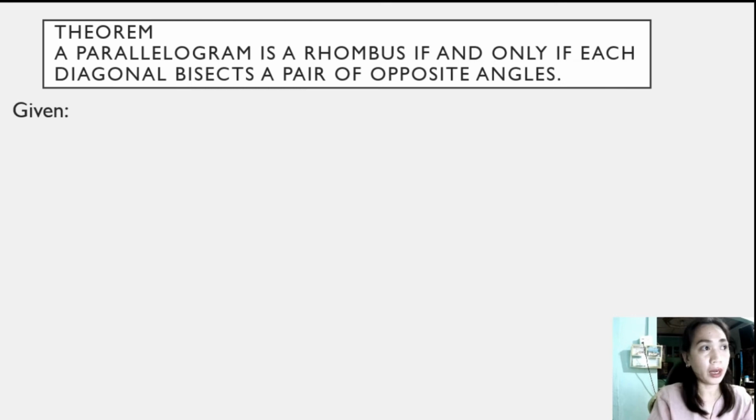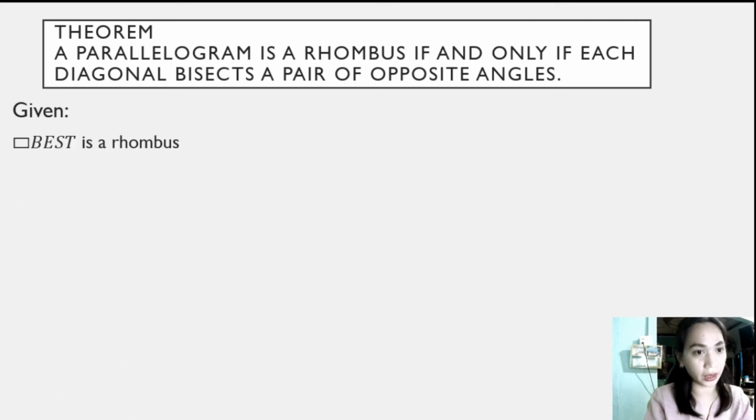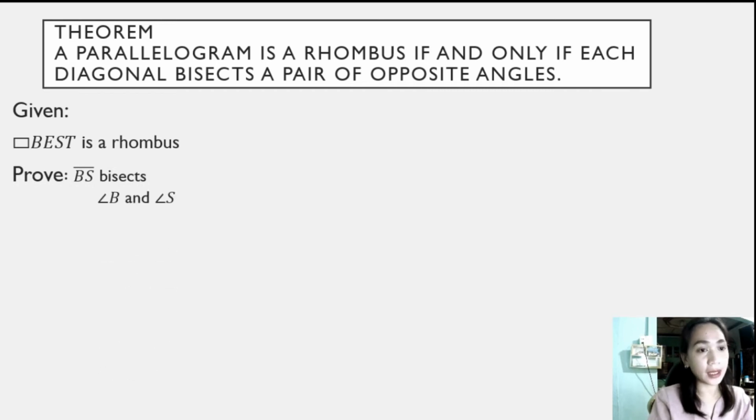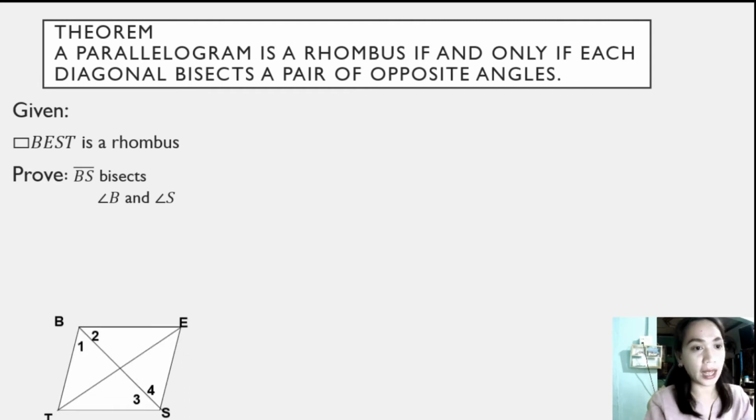Okay, so let's have this another theorem about the rhombus. A parallelogram is a rhombus if and only if each diagonal bisects a pair of opposite angles. So, kanina, we have the diagonals bisect each other. Ngayon naman, si diagonal, ang binabisect niya yung opposite angle. Okay? So, we have here the BEST is a rhombus. We have to prove that BS ay binabisect niya si angle B and angle S. Again, from the word bisect, ibig sabihin, hatiin niya into congruent angles si angle B and also angle S.